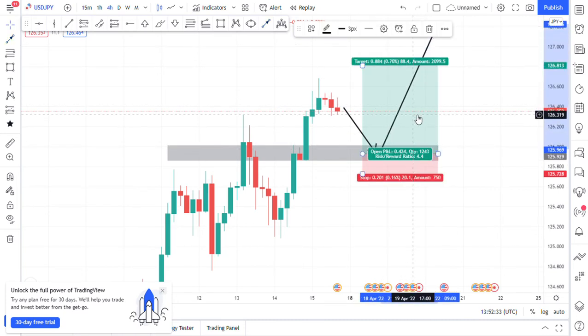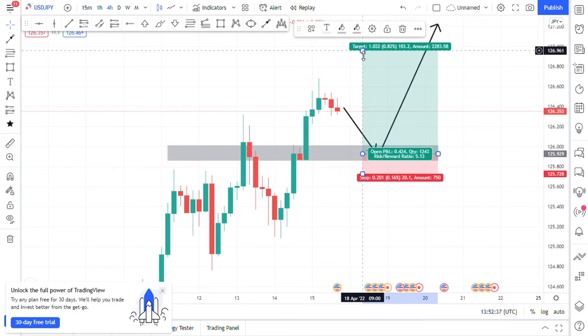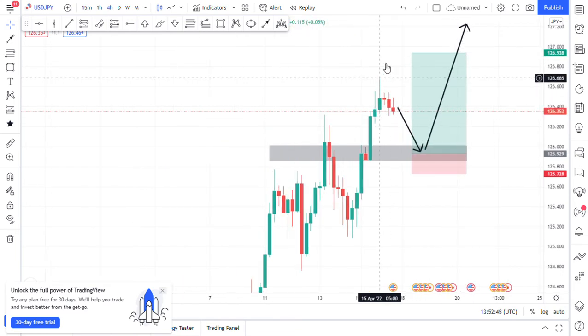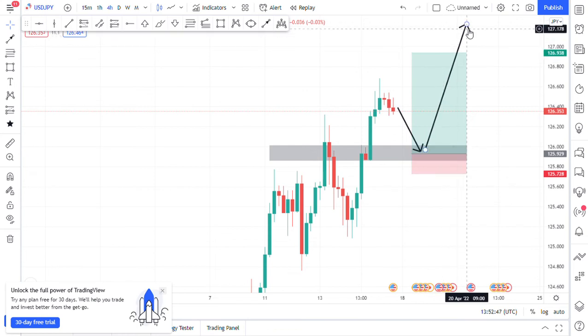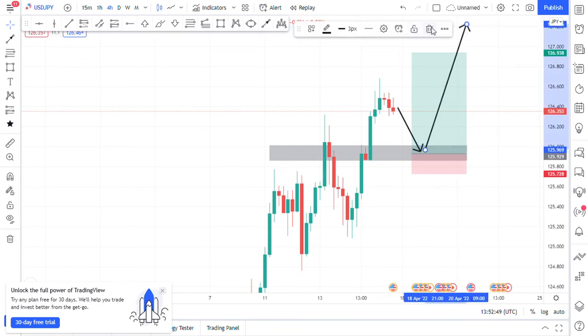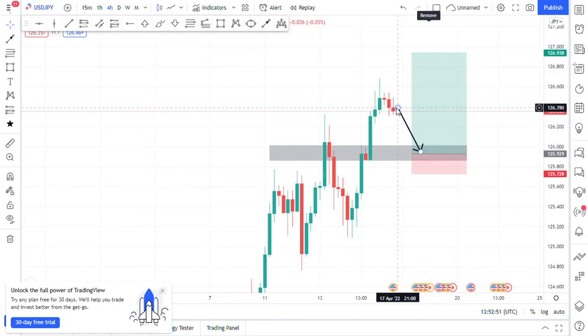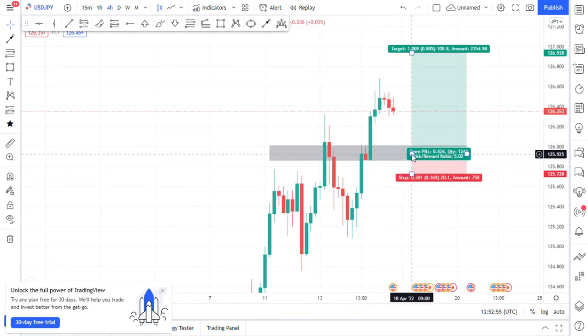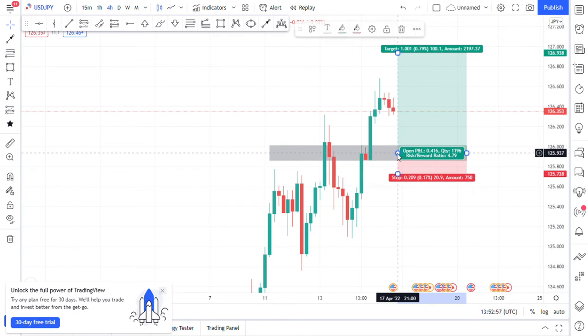This is about 88 pips TP. Let me have 100 pips TP. Okay, this is about 5:1 risk to reward ratio. So basically that's what I'm expecting, guys, and that's it for USDJPY. That's the trade for you around these points here with reversal.